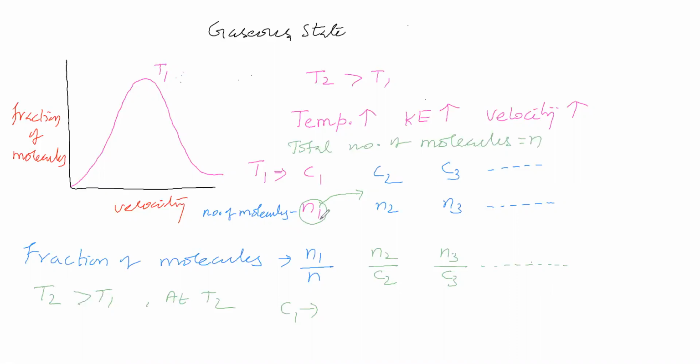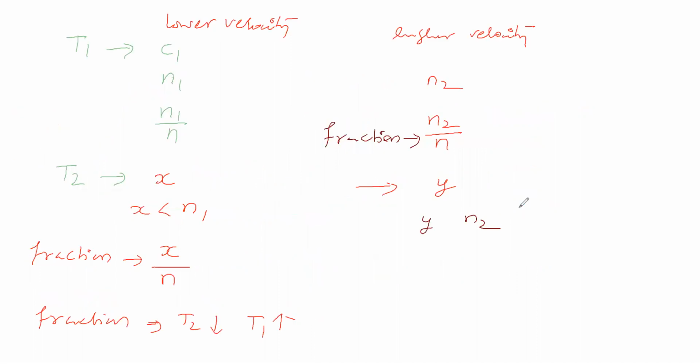So the dominant factor, on supplying heat, is that some of the molecules from lower velocity go to the higher velocity side. That is the net effect. So on supplying heat energy, the net effect is that some of the molecules from lower velocity move towards the higher velocity side. Okay, so now we will consider the higher velocity side.